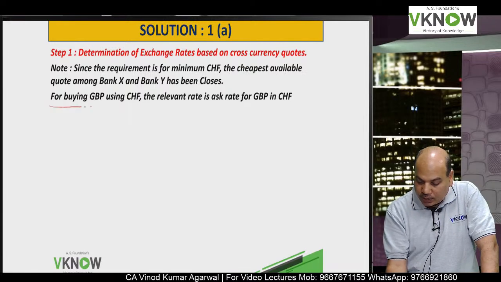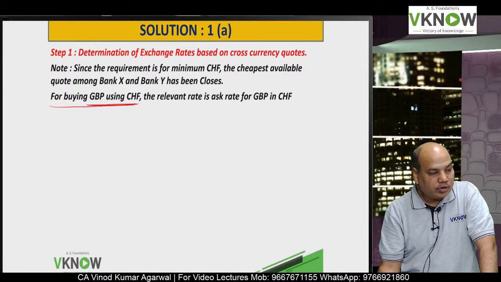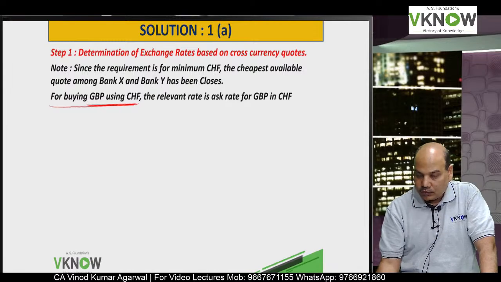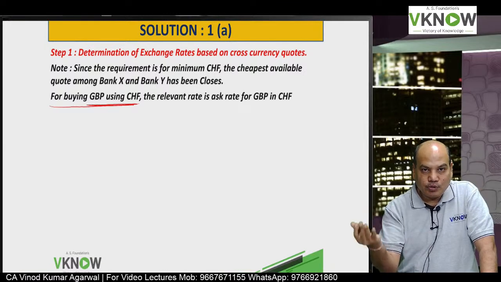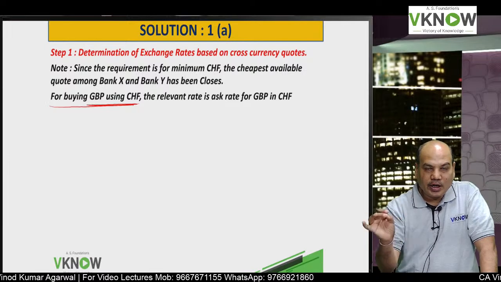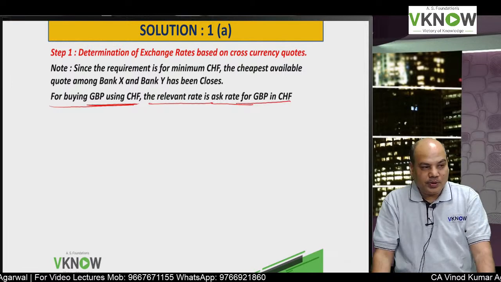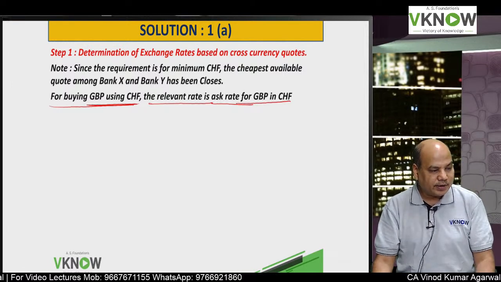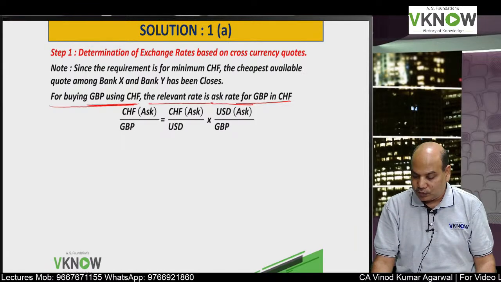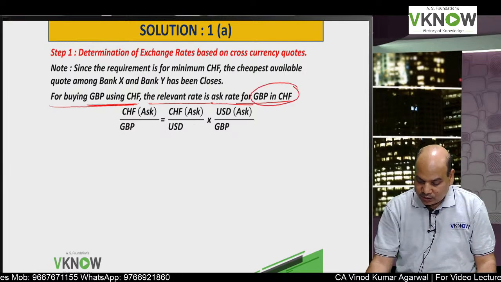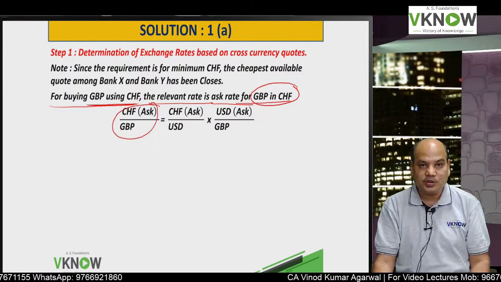Okay, for buying GBP using CHF, we want to buy, but the bank or the forex dealer would want to sell. So the relevant rate would be the ask rate. The relevant rate is the ask rate for GBP in CHF. So I need to find out CHF per GBP ask rate.